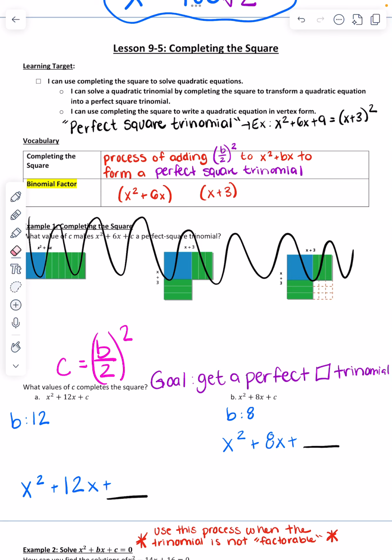Hi guys, welcome to lesson 9.5, completing the square. So our main focus today is to be looking for what we call a perfect square trinomial.